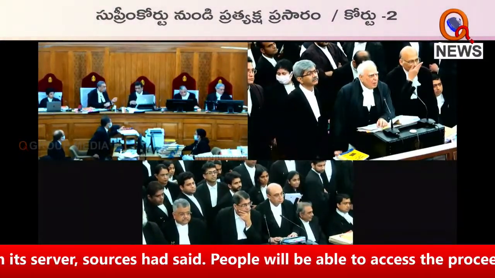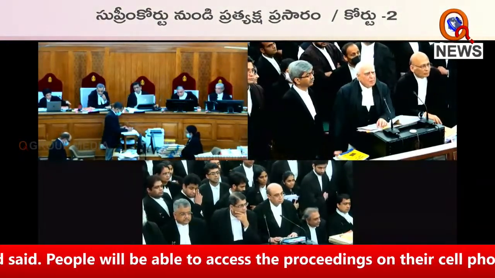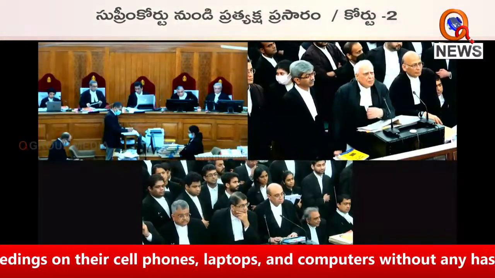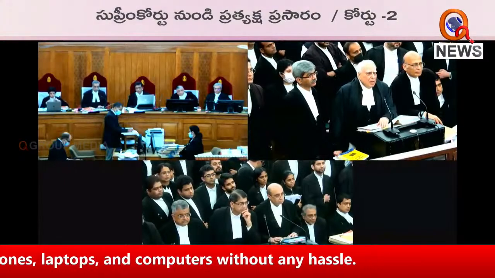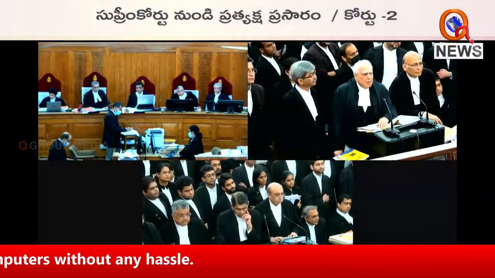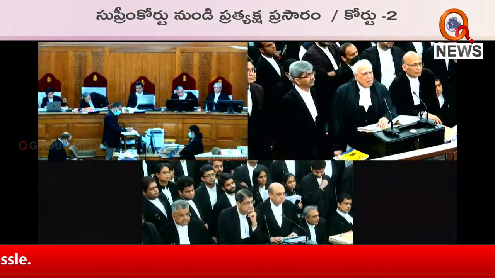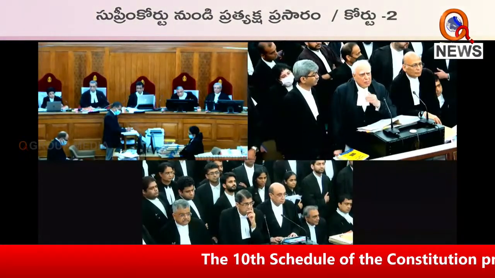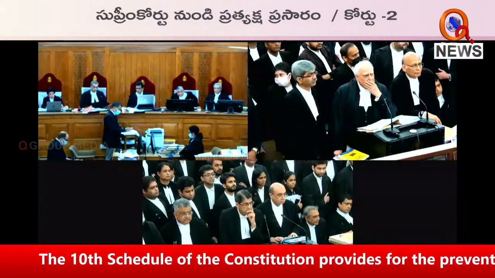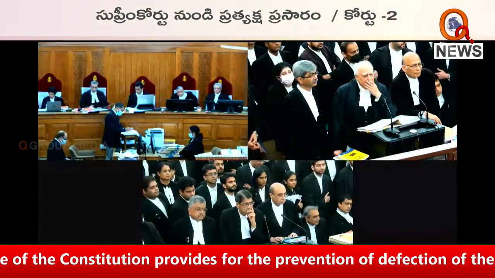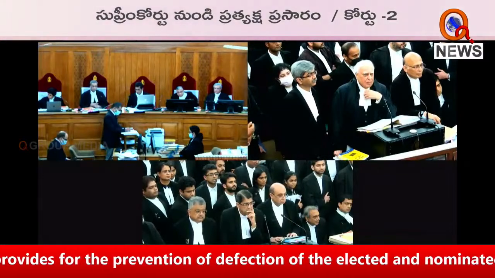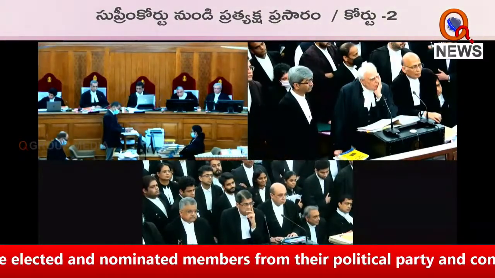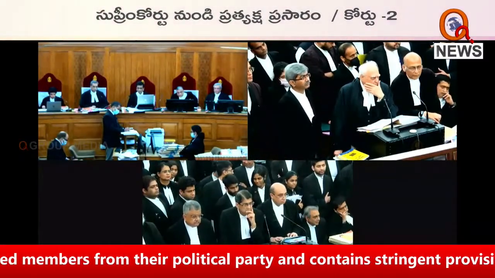Heard Mr. Sibal and Dr. Abhishek Singhvi, then counsel appearing on behalf of the petitioners in support of the application for stay of proceedings before the Election Commission. Mr. Neeraj Kishan Kaul and Mr. Maninder Singh have appeared on behalf of the private contesting parties. Mr. Tushar Mehta, then Solicitor General, has appeared on behalf of the Governor. Mr. Arvind Datar, then Senior Counsel, has appeared on behalf of the Election Commission.